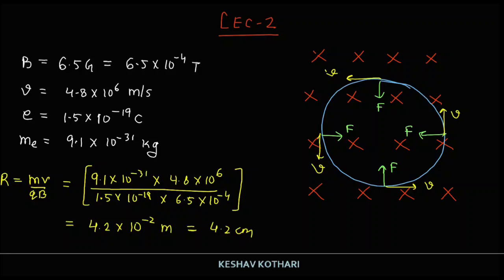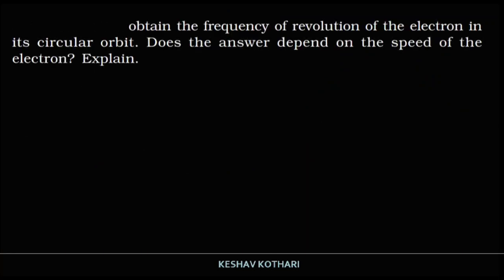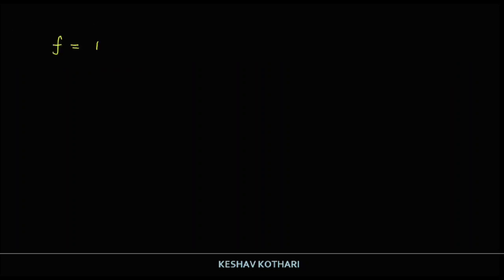So in the next problem, it is stating obtain the frequency of revolution of the electron in its circular orbit. Does the answer depend upon the speed of the electron? So it is just a continuation of the previous problem, where the question is asking us to calculate the frequency of revolution. So the cyclotron frequency was calculated by us as equal to 1 by T, and T was equal to 2 pi m by qB. So we have it in this way over here.